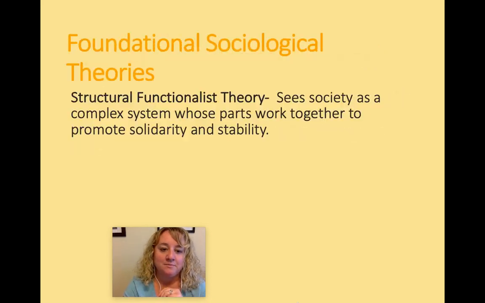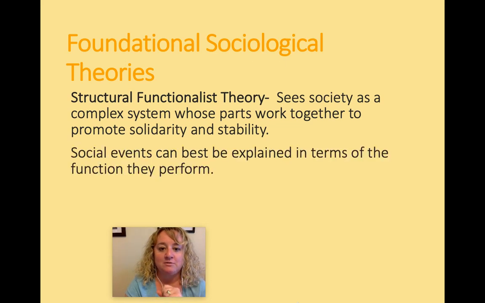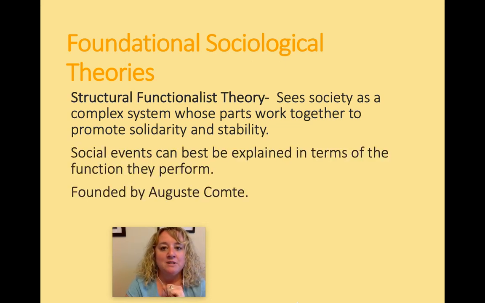The first one is structural functionalist theory. Structural functionalist theory sees society as a complex group, but it also says that everything in a society is necessary for a society to function. So you have to take the good with the bad. You have to have people do bad things so that you understand what we shouldn't be doing. You have to see people do great things in order to understand what we should strive for. This was founded by Auguste Comte.